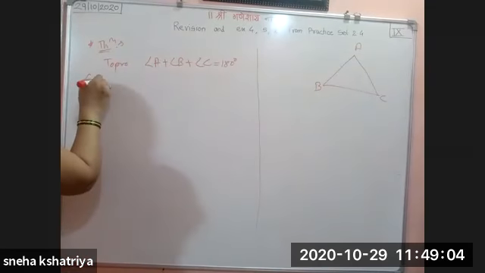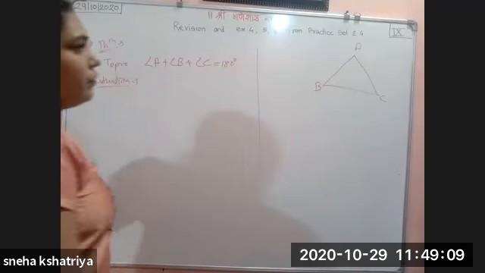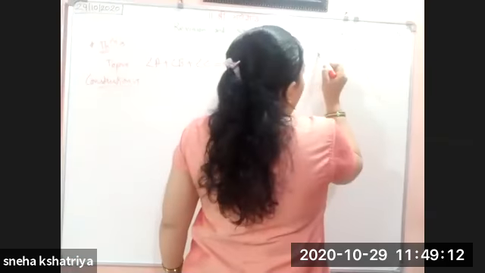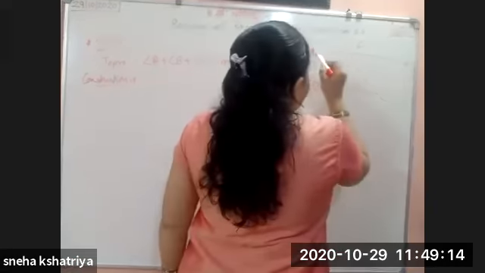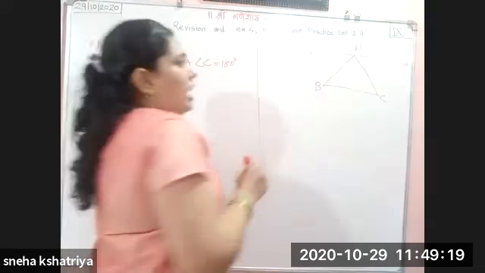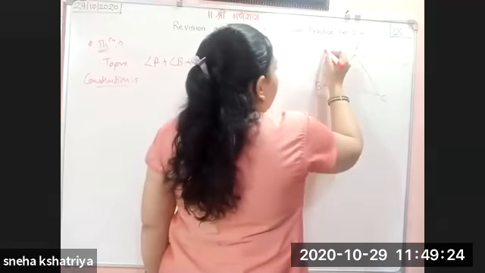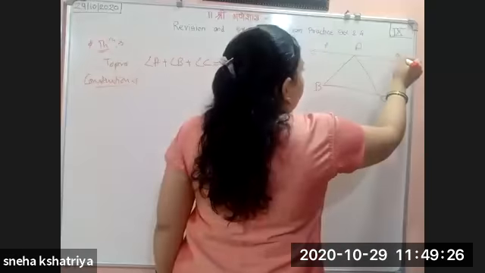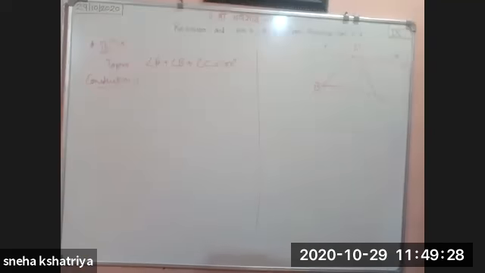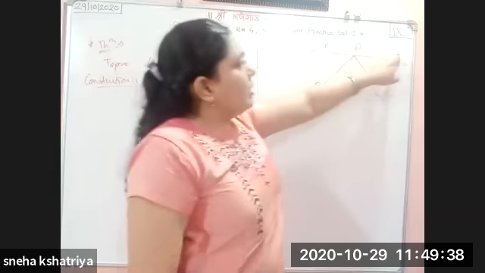So we have taken a construction here. What construction have we taken? We draw a line parallel to BC and which passes through the point A. Here we have taken a point P, here we have taken a point Q. That is, I guess, given in your textbook, page number 18. So here is point P, here is point Q.